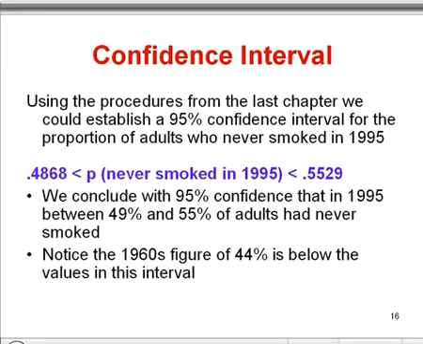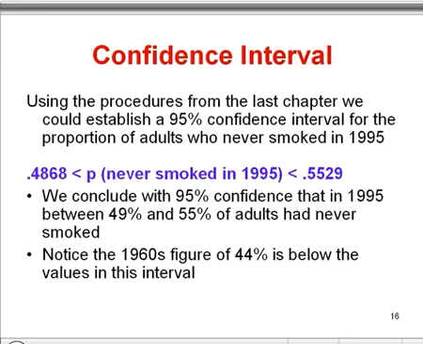As a final detail, we could use the procedures from Chapter 7 to establish a 95% confidence interval for the percent of adult non-smokers in 1995. What is interesting is that the interval goes from roughly 49% to 55%. Since in the 60s only 44% of adults were non-smokers, and this interval contains values that are strictly larger than 44%, we again have evidence that the percent of non-smokers was higher in 1995 than in the 60s.